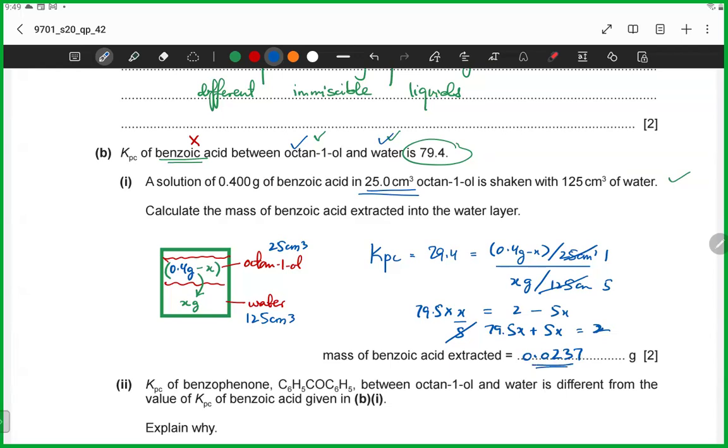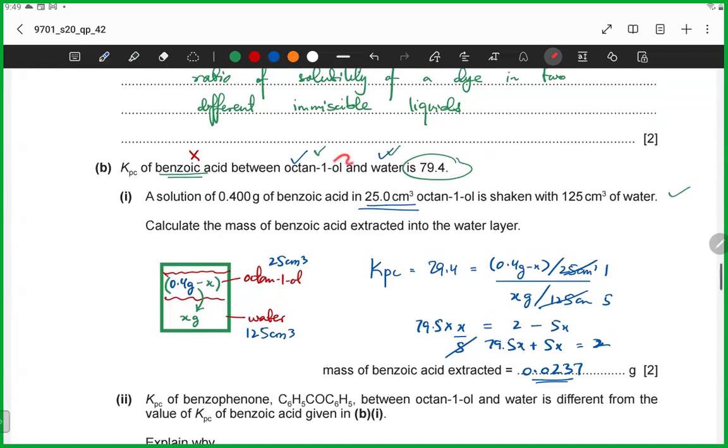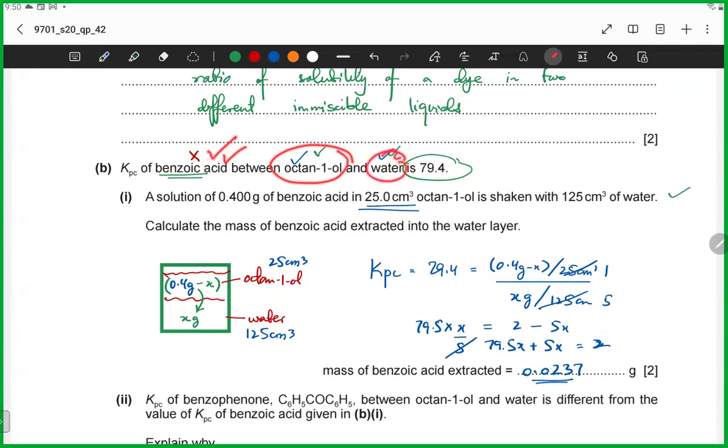Which is very small, but it kind of makes sense. Because if the KPC is 80, that means the benzoic acid over here is 80 times more soluble in the octan-1-ol. So not a lot of benzoic acid is going to enter the water layer. So if you had 0.4 grams, a very tiny amount is actually going to go into the water layer. The working clear? Is that part clear? Yes, sir.